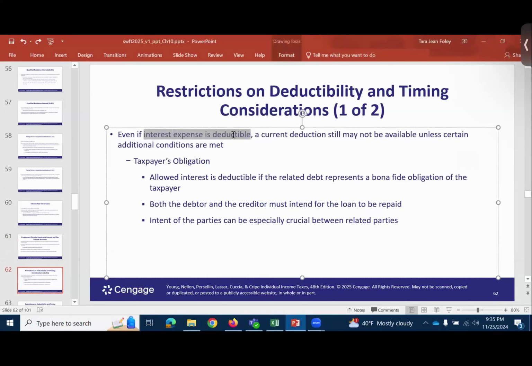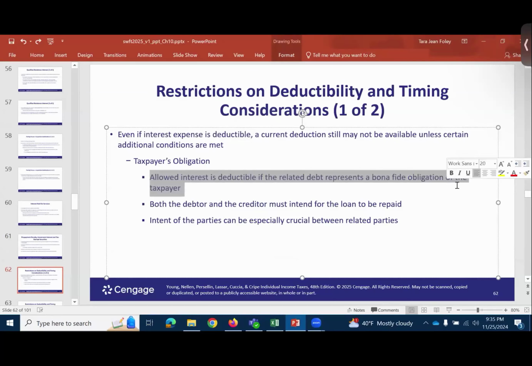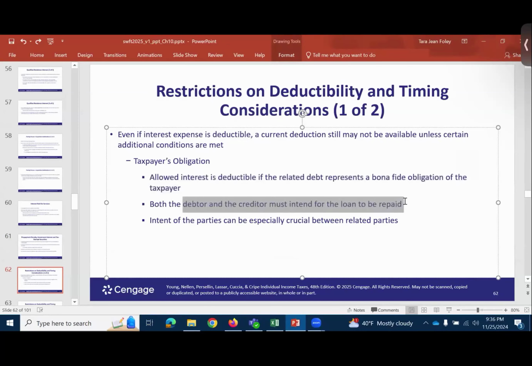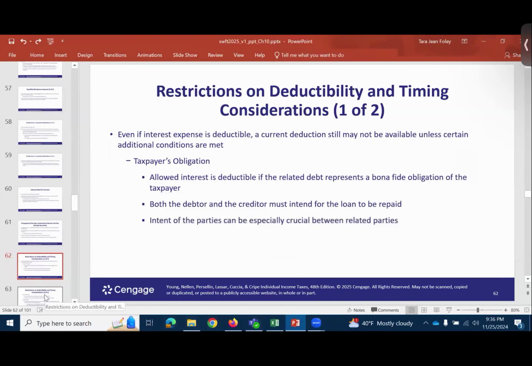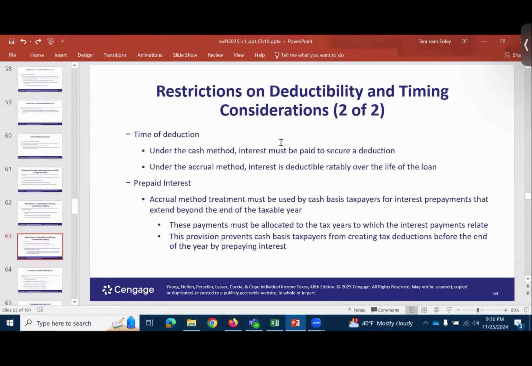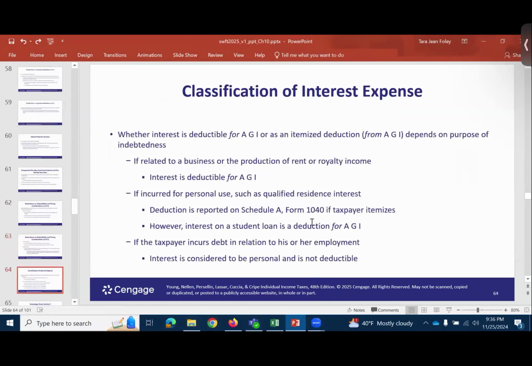Even if interest expense is deductible, there are some conditions that have to be met. It's got to be allowed interest, a bona fide obligation. It can't look like a gift. The debtor and creditor must intend to repay the loan. It can't be between family members who are not actually going to repay. Intent can be especially crucial between related parties. It's got to be shown as a bona fide debt. It can't be something that's not really a debt made to look like a debt so that you can get these deductions. And then you can read those.